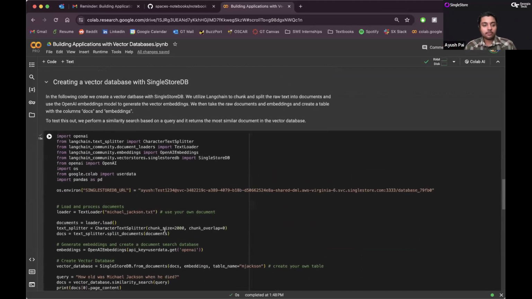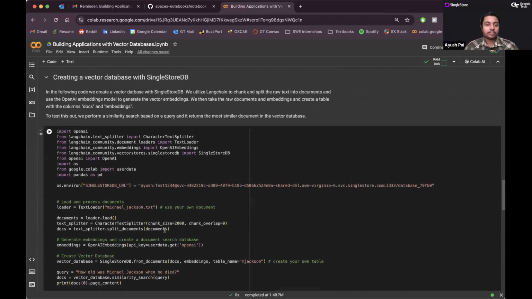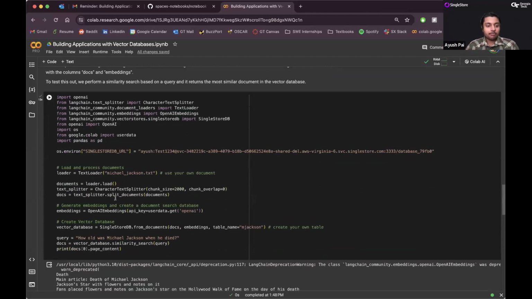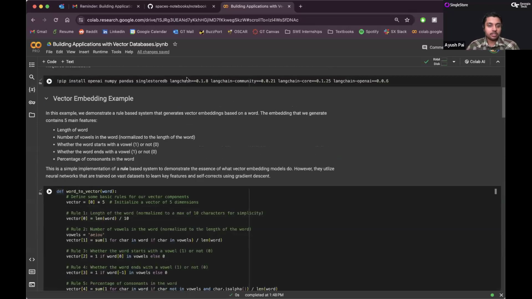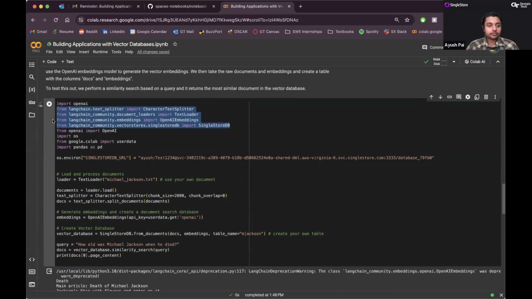And here's where I go over the process of creating a vector database with SingleStore DB. So essentially, I'm going to be using LangChain to chunk and split the raw text documents, and use the OpenAI embedding models to generate these vector embeddings, right? So the first step is to load in your SingleStore DB URL, and then you're using LangChain here. These are all imported. If you see the installation up here, you should have access to them.